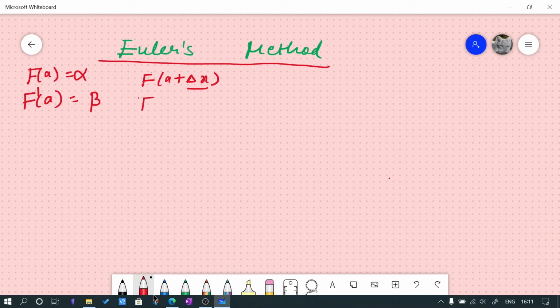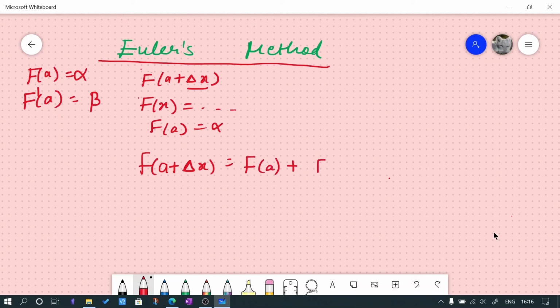So our original function would look like f of x, which is equal to something, but of f of a plus delta x, and using the equation as given by Euler's method, it is f of a plus f dash a times delta x, which is equal to alpha plus beta times delta x.